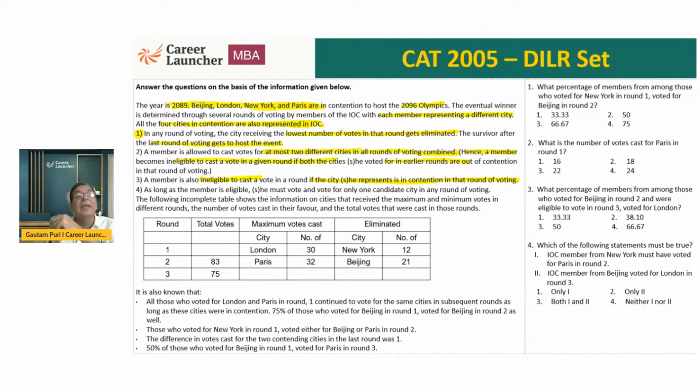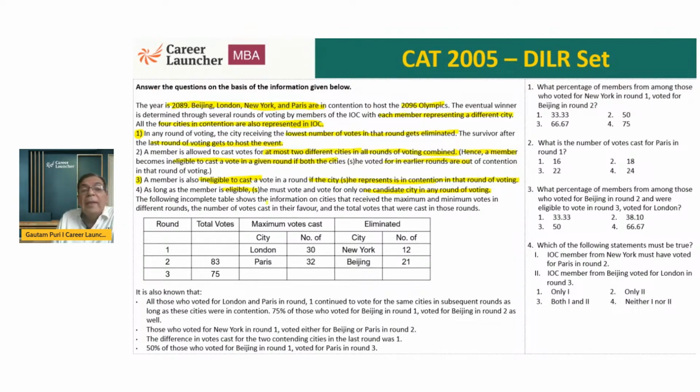That eliminated city is now eligible to vote in round 2. The key thing to understand is a member is ineligible to vote if the city he or she represents is in contention. So if it is not in contention, they can vote for it. Okay. Statement 4. As long as the member is eligible, he must vote for any one candidate city in any round. So in one round of voting, you can vote for only one city. You cannot do multiple voting in a single round.